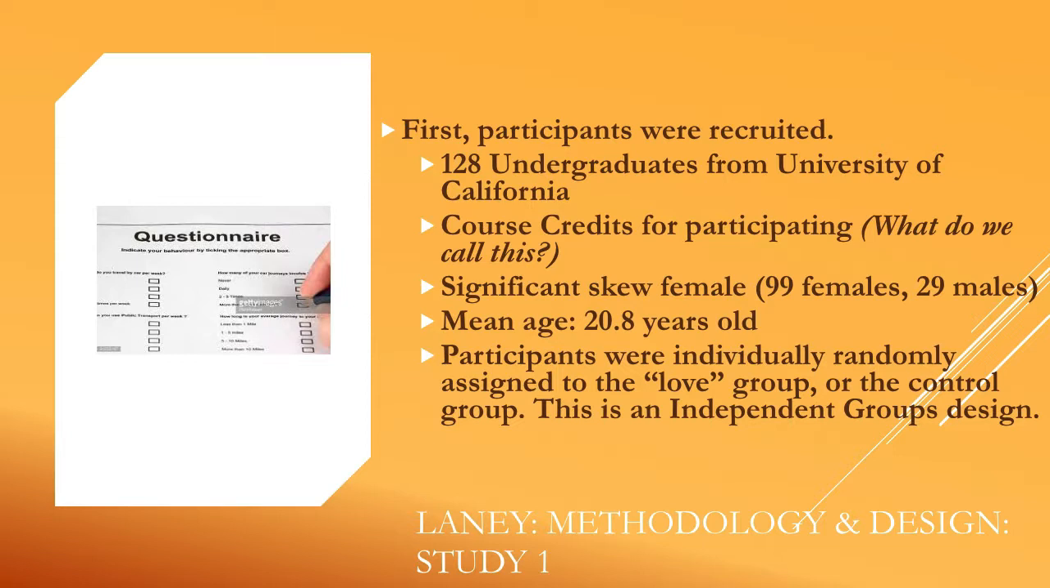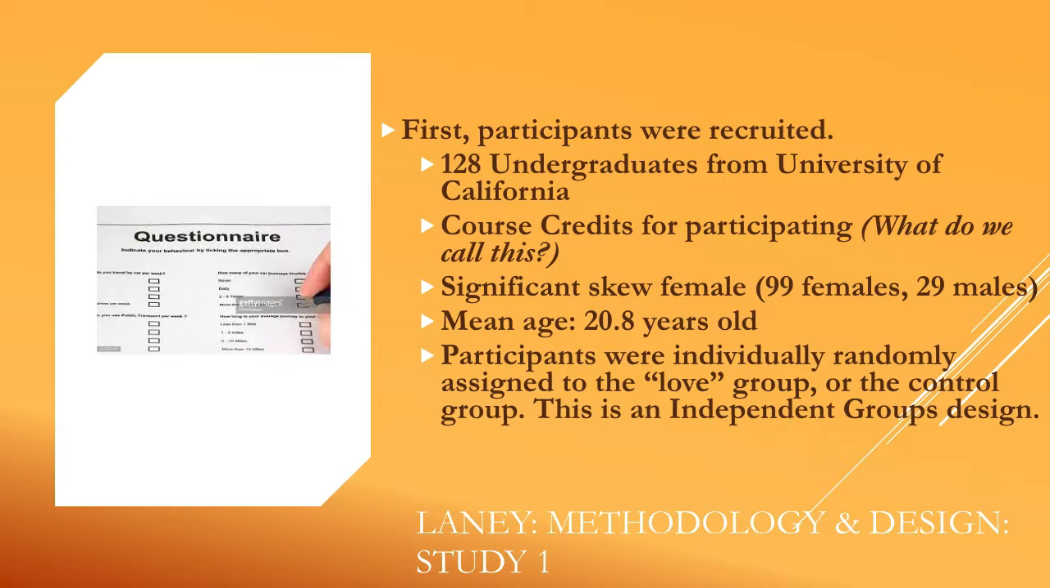In this case, however, the skew is very significant. We have nearly 100 females and only 30 males. So it's not even close. It's very important to understand how this gender skew could affect the data. Our mean age for the participants was 20.8 years old. We could say 21. This makes sense, of course. We're on a college campus, so it really makes sense that we would find that kind of age range.